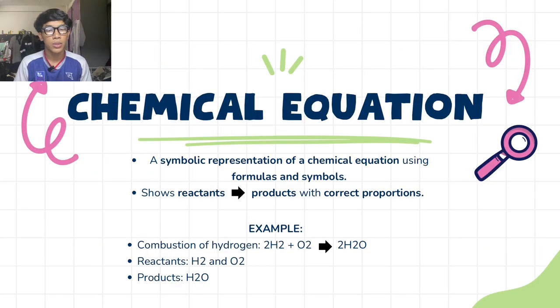Lastly, I will explain about chemical equation. The chemical equation is a symbolic representation of chemical reaction. It shows the reactant and product using chemical formulas. For example, in the combustion of hydrogen, hydrogen reacts with oxygen to form water. The reactants are hydrogen and oxygen, and the product is water.